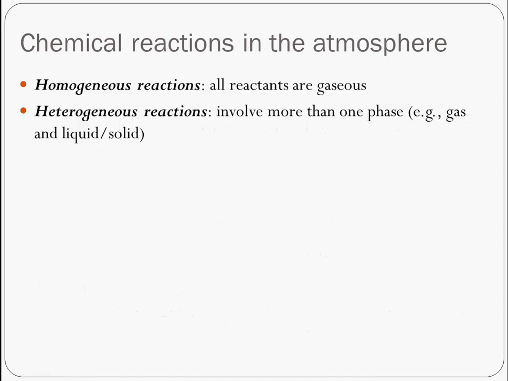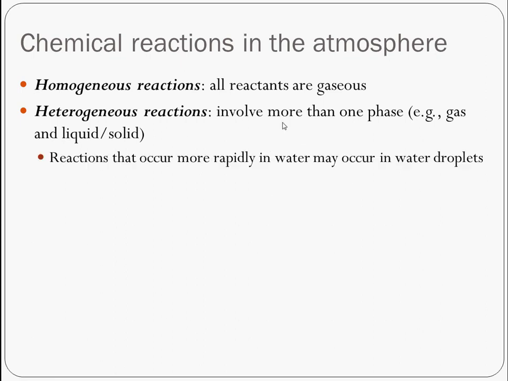There are basically in the atmosphere two kinds of reactions. One is called homogeneous reactions. All that means is that all the reactants are in the gas phase. And then there are heterogeneous reactions, and this becomes more important when we start talking about ozone depletion in the stratosphere. But heterogeneous reactions involve more than one phase. So that would be like a gas and a liquid, or a gas and a solid.